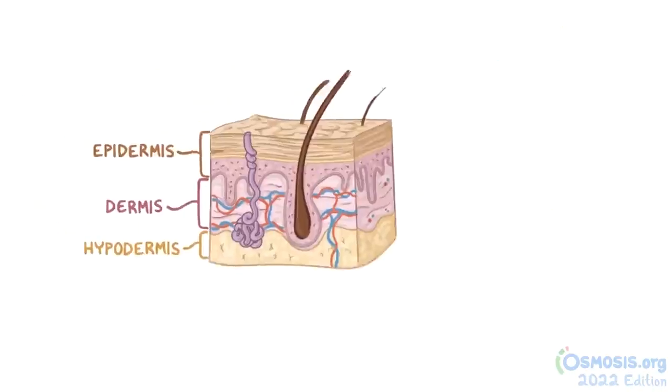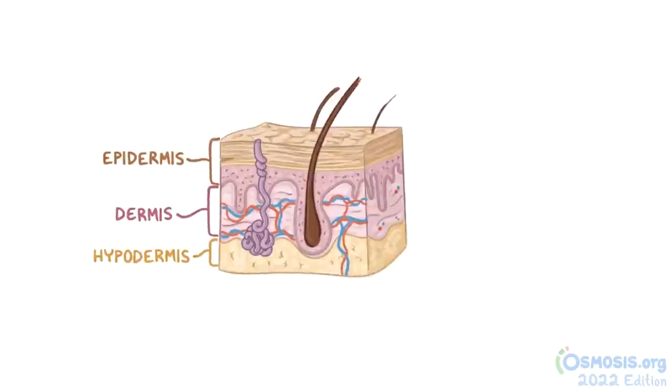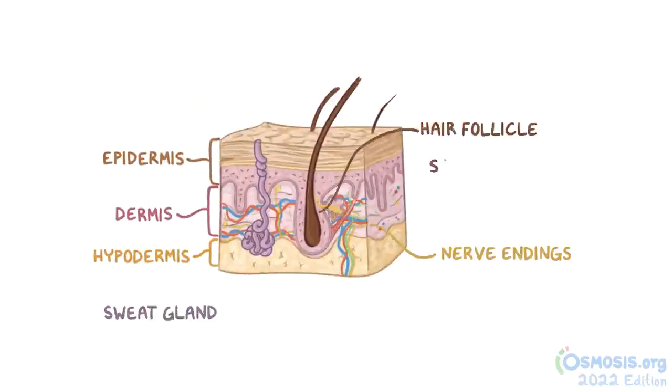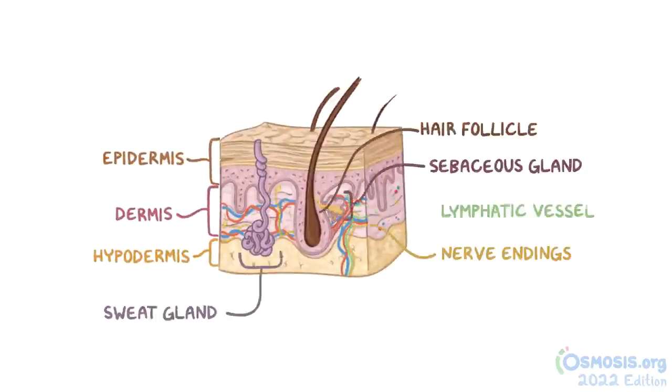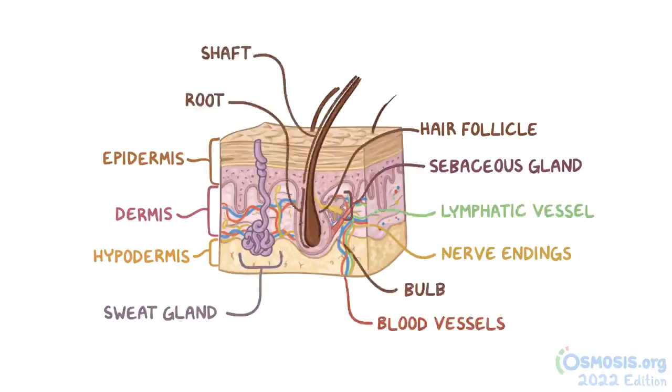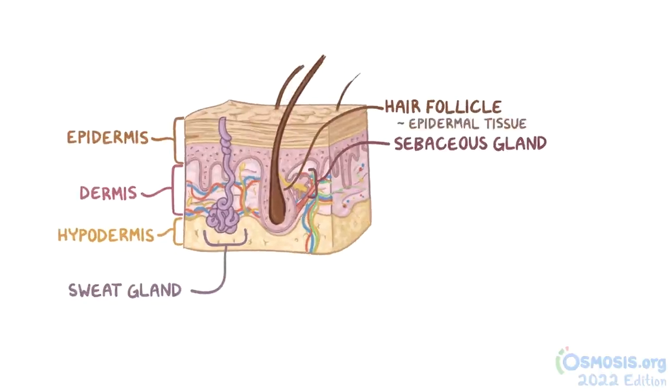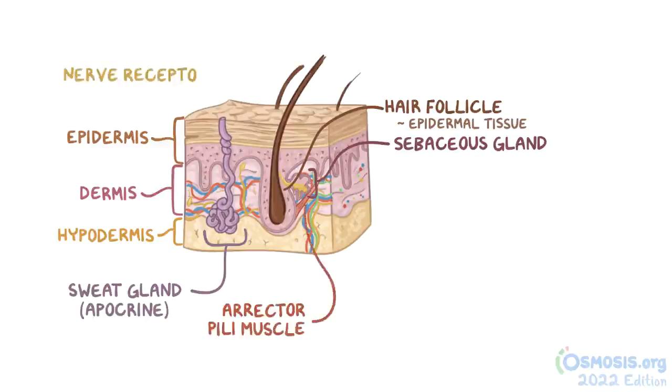Underneath the layers of the epidermis is the dermis, and it's mainly made of connective tissue, but also contains nerve endings, hair follicles, sweat glands, sebaceous glands, lymphatic vessels, and blood vessels. Focusing on the hair follicles, each one contains a strand of hair, composed of the shaft, root, and bulb that sits in the follicle. The hair follicle is epidermal tissue that dips down into the dermis, and is associated with other structures like apocrine glands, sebaceous glands, the erector pili muscle, and nerve receptors.